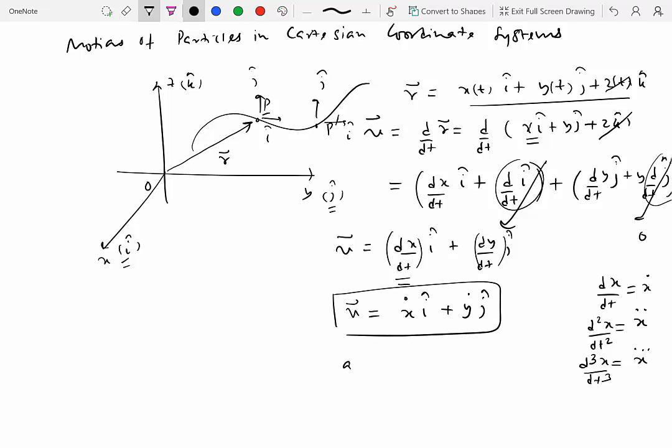Okay, now what about acceleration? Acceleration would be x double dot i hat plus y double dot j hat. That would be the acceleration. And this was essentially the Cartesian coordinate system that we have looked at, right?